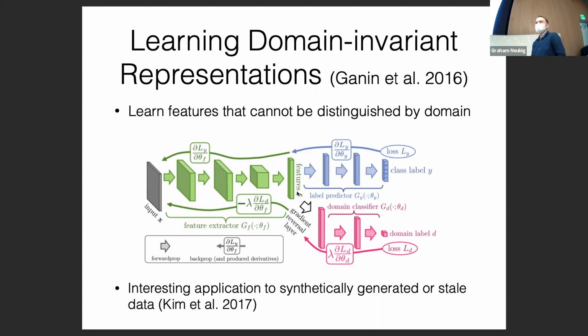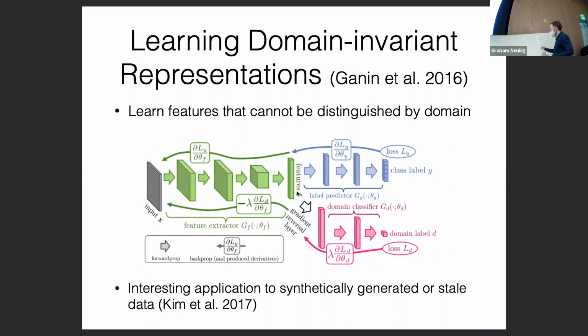So basically, I'll give the answer. If we have our features H, we generate our features H from the input, and then based on H, we predict Y.